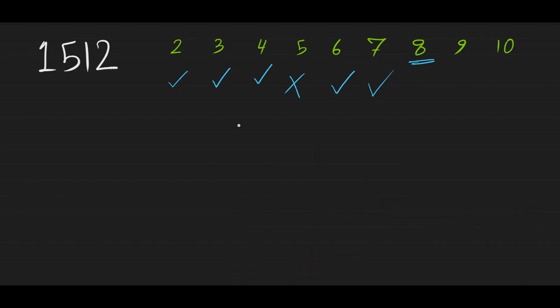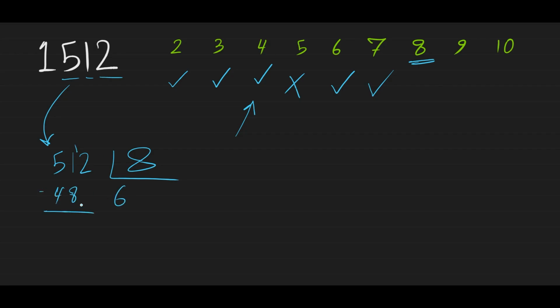Let's go for 8. Now this one is a bit similar to what we did for number 4. If the last 3 digits of a number create a number that is divisible by 8, it means that the original number is divisible by 8 too. How do we know if 512 is divisible by 8 or not? We gotta do the division. So 512 divided by 8 will give us our answer, and the remainder is 0, so 512 is divisible by 8.